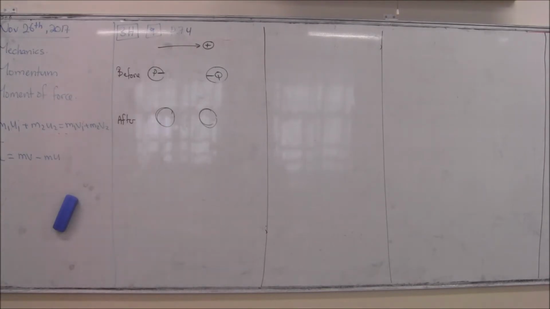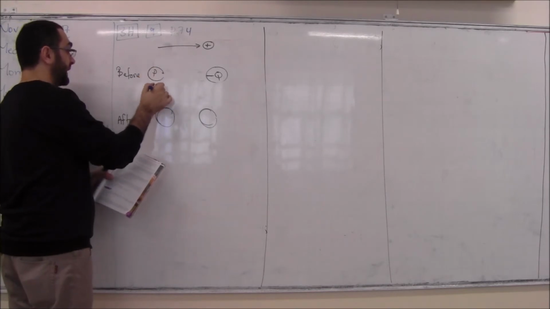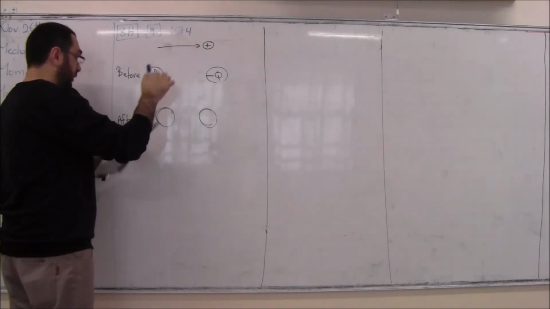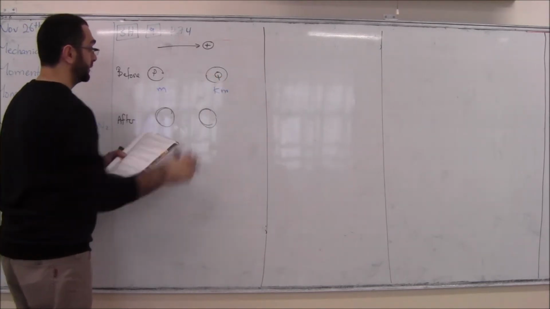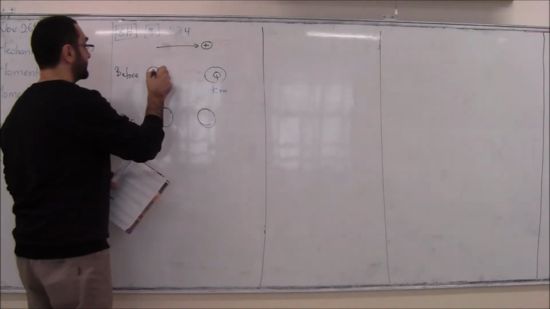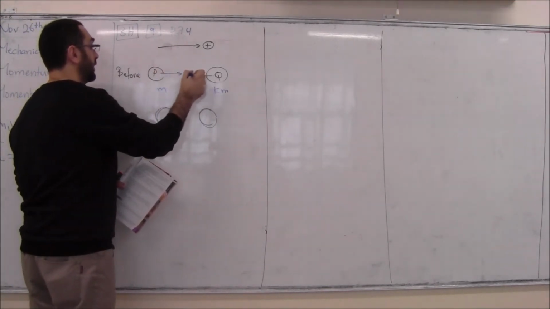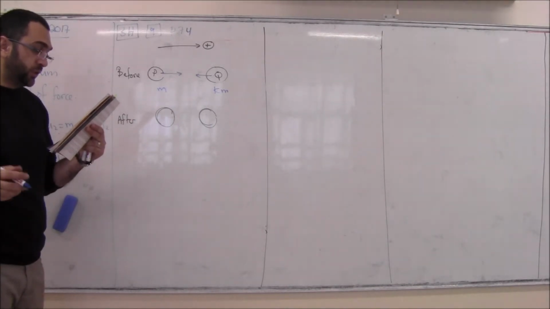Right guys, listen please. Two particles, P and Q. P is M, Q is KM, respectively, moving towards each other. Guys, pay attention. These are moving towards each other on a smooth horizontal surface.